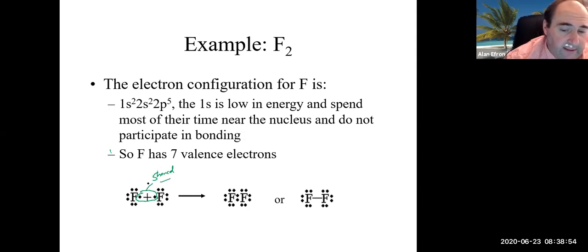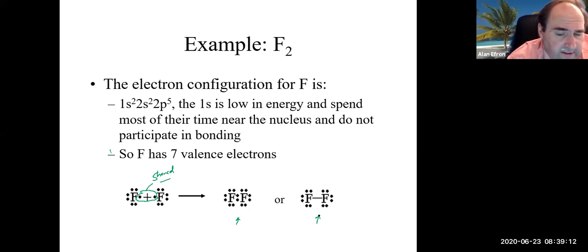And when they do, we get one of two structures. You can either draw it like the one on the left there, where you show dots all the way around, including the dots involved in the bonding. Or to represent that bonding, you could just use that line there to represent the two electrons.